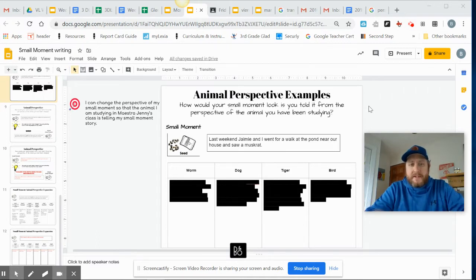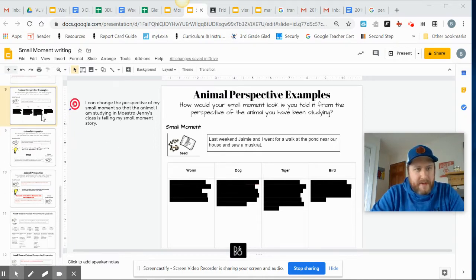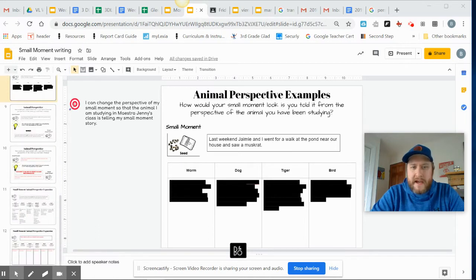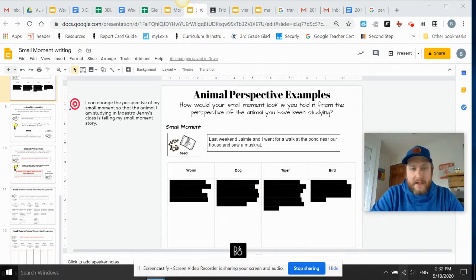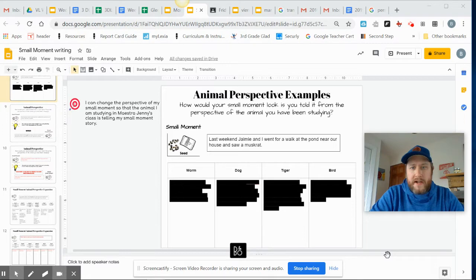So the first thing we have to do is remember the small moment you've been talking about. In your slideshow, it should be on any number of slides. I've added mine in here already. If you remember, the small moment I've been working with is last weekend, Jamie and I went for a walk at the pond near our house and we saw a muskrat. Okay, so now I want to think of that same exact small moment. How might I change that?